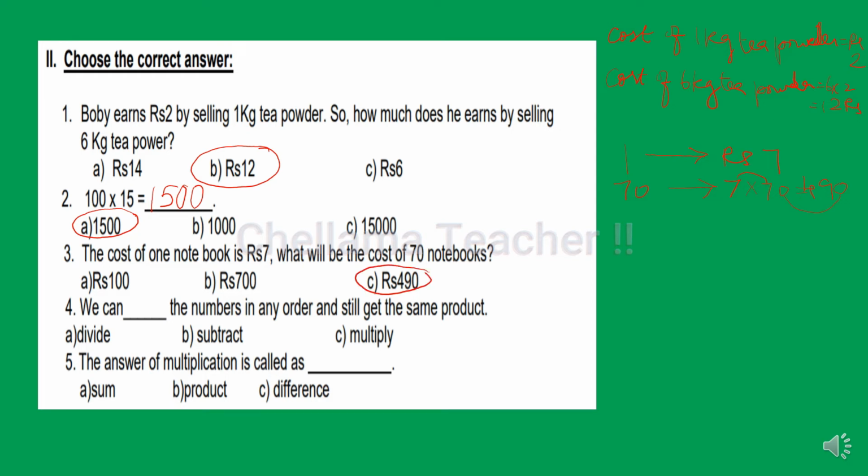We can multiply the numbers in any order and still get the same product, from the points to remember, we can recall that. Question number 5. The answer of multiplication is called as the product. Correct.